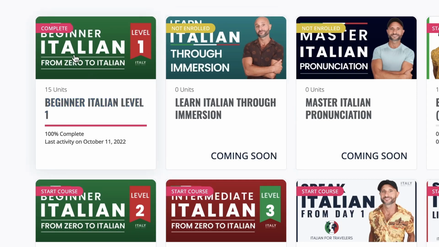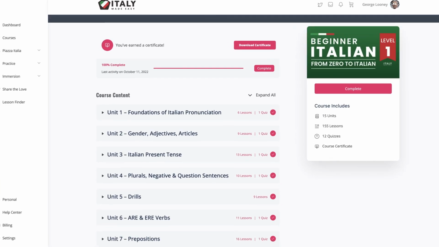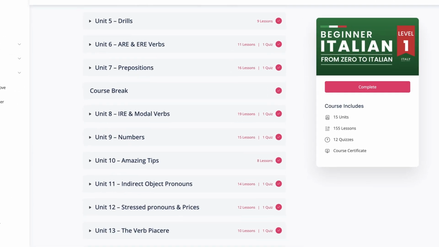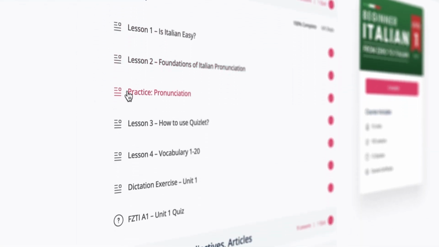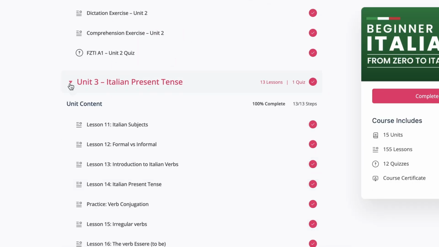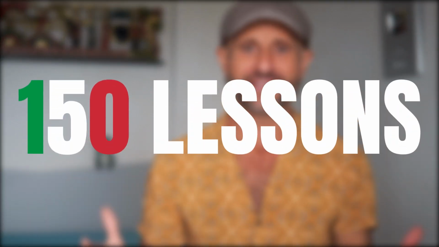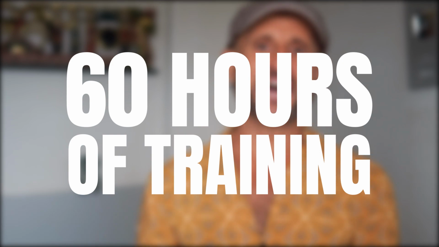When you start Beginner Italian Level 1, you will see how well structured our courses are. They're divided into units. This particular course has 14 units. Each unit has a number of lessons, around 20. So all in all, this course has 150 lessons and around 60 hours of training.